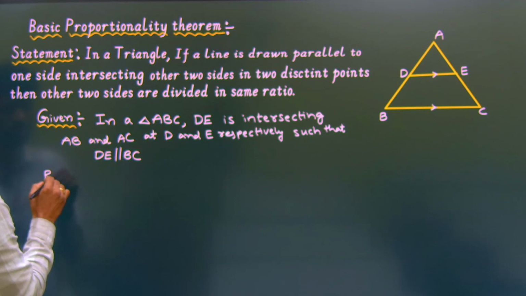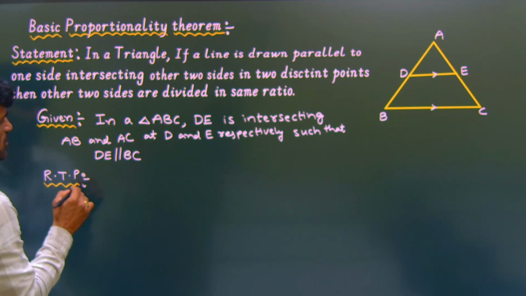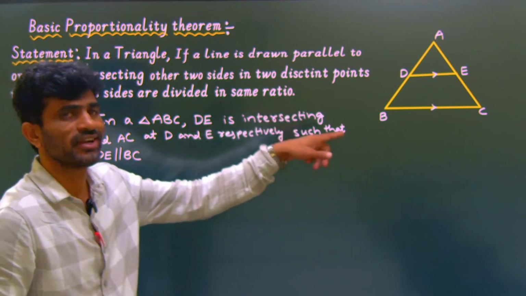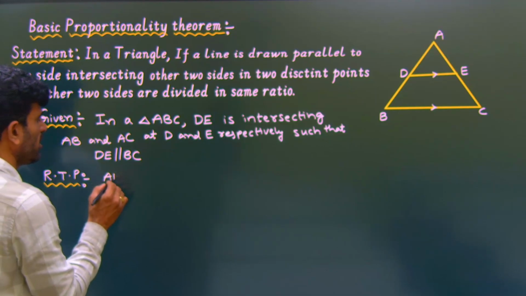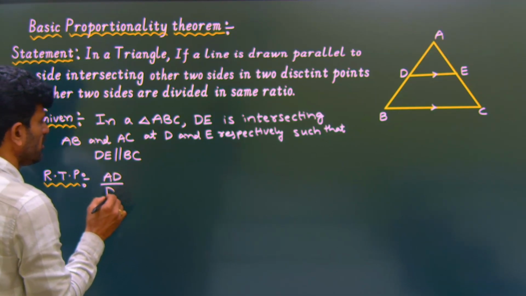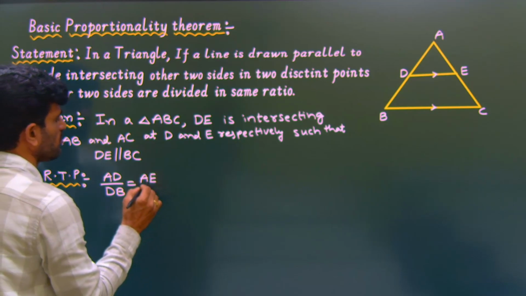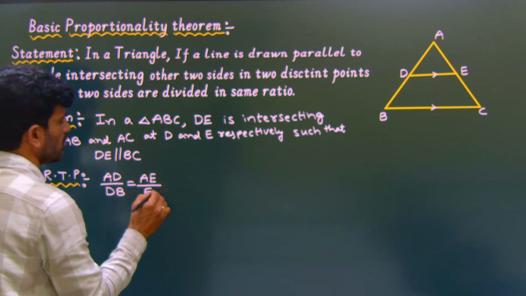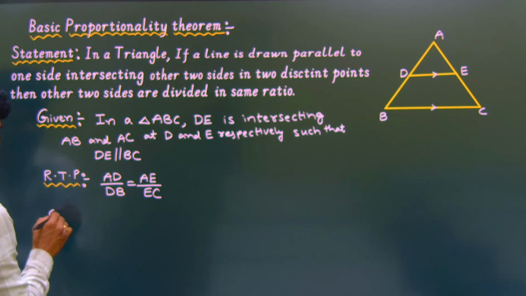Then what do we have to prove here? We have to prove the second part. It divides the other two sides in the same ratio. That means we have to prove that AD by DB is equal to AE by EC. This we have to prove. To prove this, we need to do one construction.